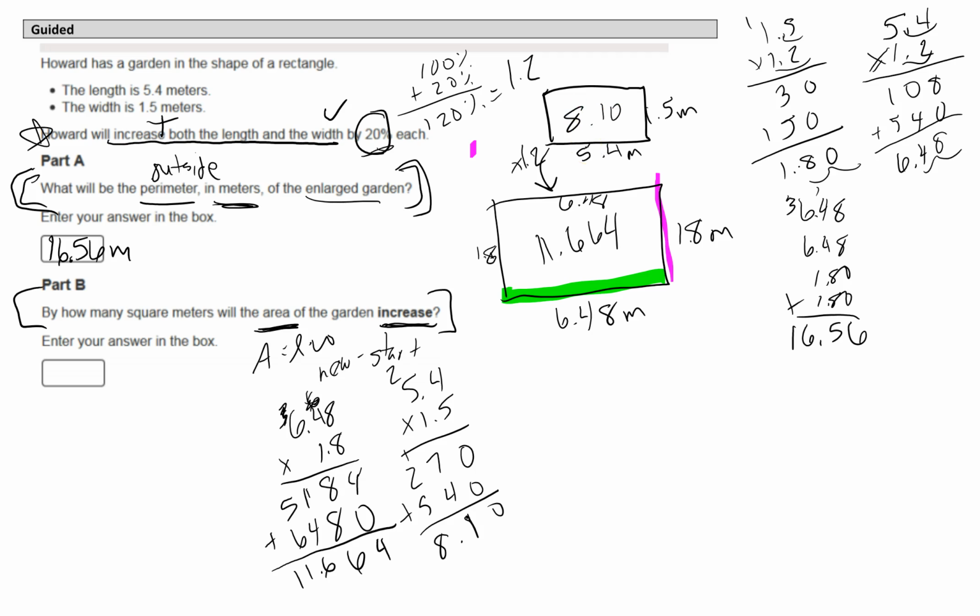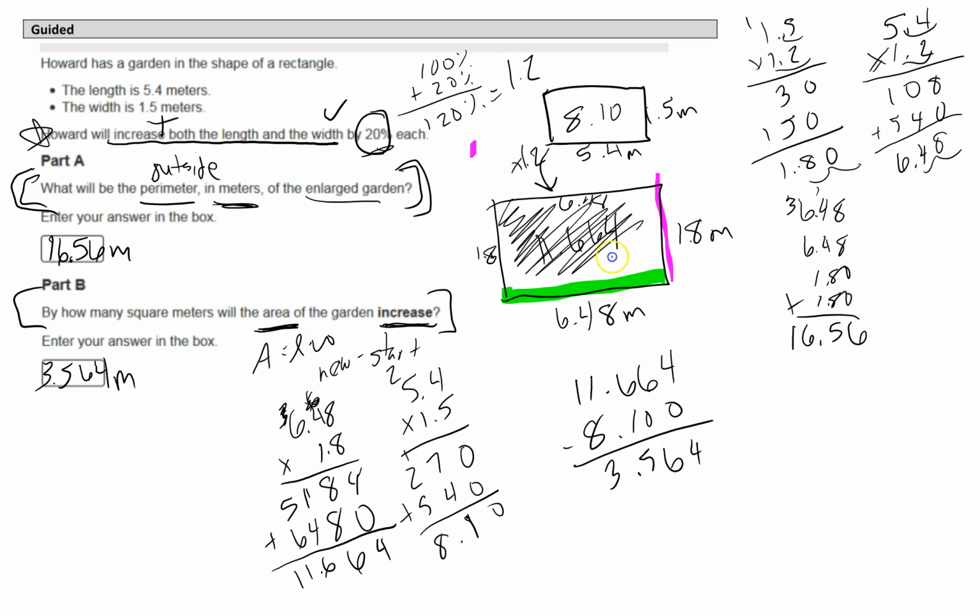So now to find the increase, I'm just going to subtract. Fill in my zeros. Bring down my decimal. And we are done. Last thing here is units. We're still in meters, but since I'm talking about area, I'm imagining this whole thing is being filled in. So it's going to be meters squared. Also, they said square meters, so that is another reason I know.